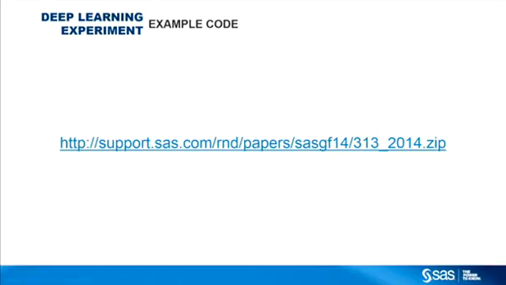We're going to use 60,000 labeled training images, and then 10,000 unlabeled test images. This is where you can get the code if you want to play along. So let's go ahead and take a look at some of the software.